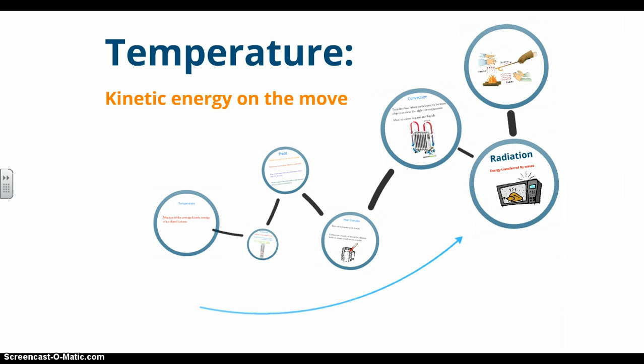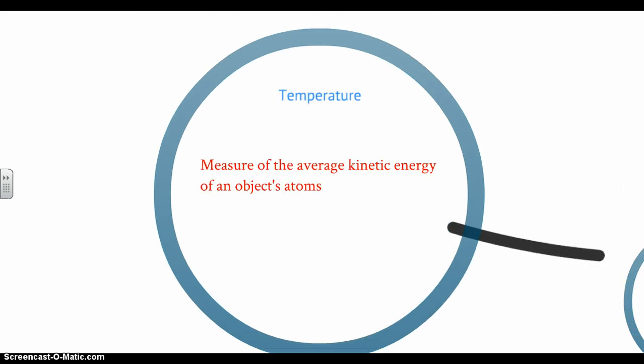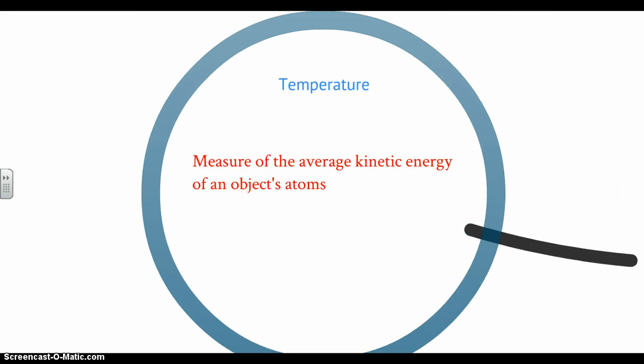So if you have objects that are colliding a lot, you have a lot of friction being released, which increases the overall temperature. So we're going to kind of talk about how temperature differs from place to place, and there's a couple different types of ways that temperature is transferred from one area to another. So first off, just our basic definition of temperature. It's a measure of the average kinetic energy of an object's atoms.